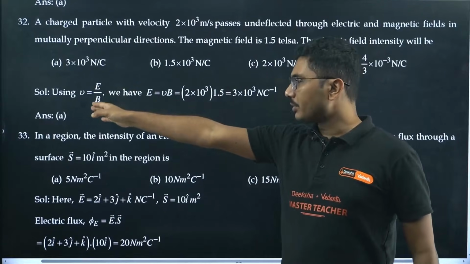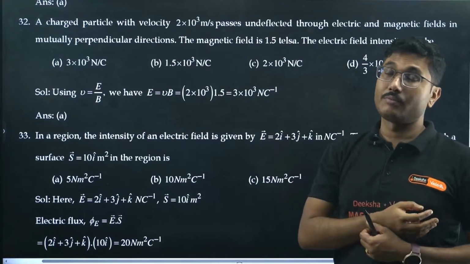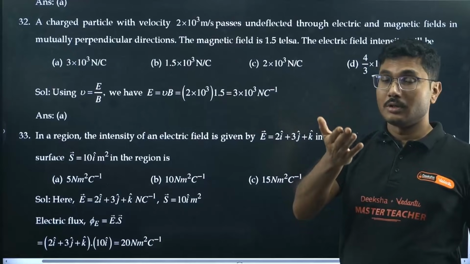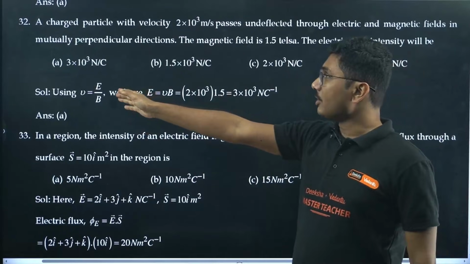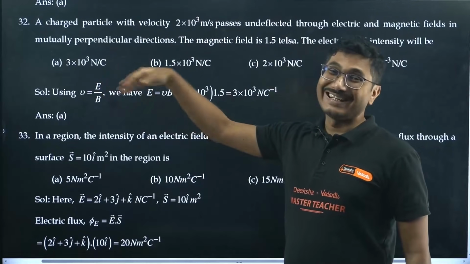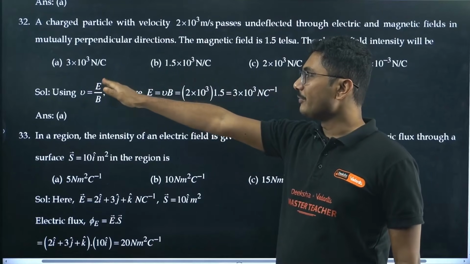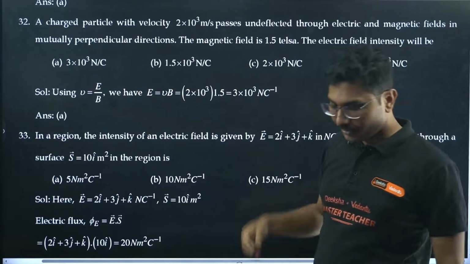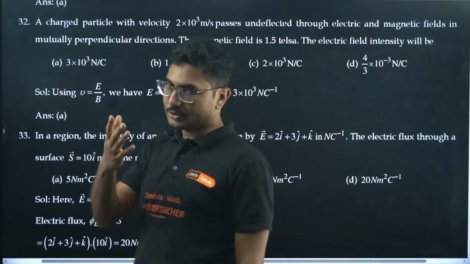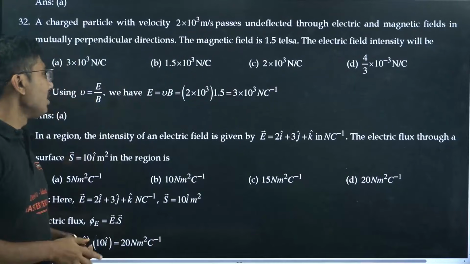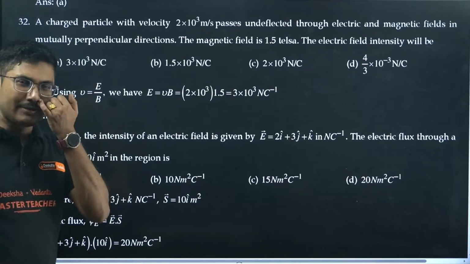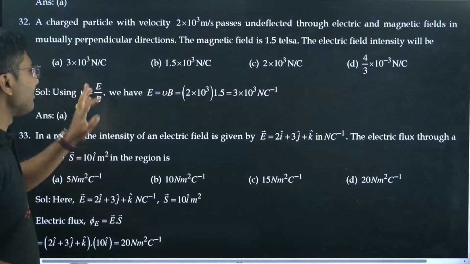You can do one more thing, that is from your velocity of a particle in an electromagnetic field. Velocity of a particle in electromagnetic field is given by E upon B. That can also be used. This is a shortcut method in this particular case. You can use Q into E also. That will also give you the same thing.